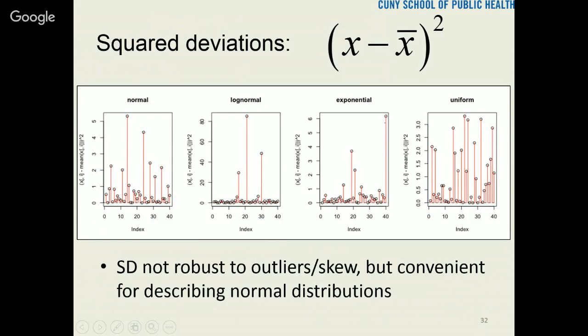Whereas in the uniform, where the tails are perfectly flat, it's a very compact distribution. You see that they're pretty well evenly distributed between 0 and 3.